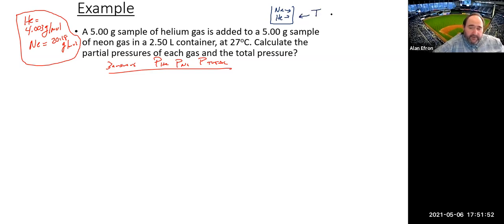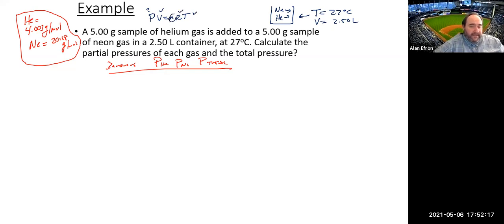Because they are both in the same container, as we talked about before, they're both at the same temperature, which is 27 degrees Celsius. They also have the same volume, which is 2.5 liters. In this case, we have enough information to use the ideal gas law. We would be solving for pressure for each gas. We have the volume, we have the temperature, and R is a constant.